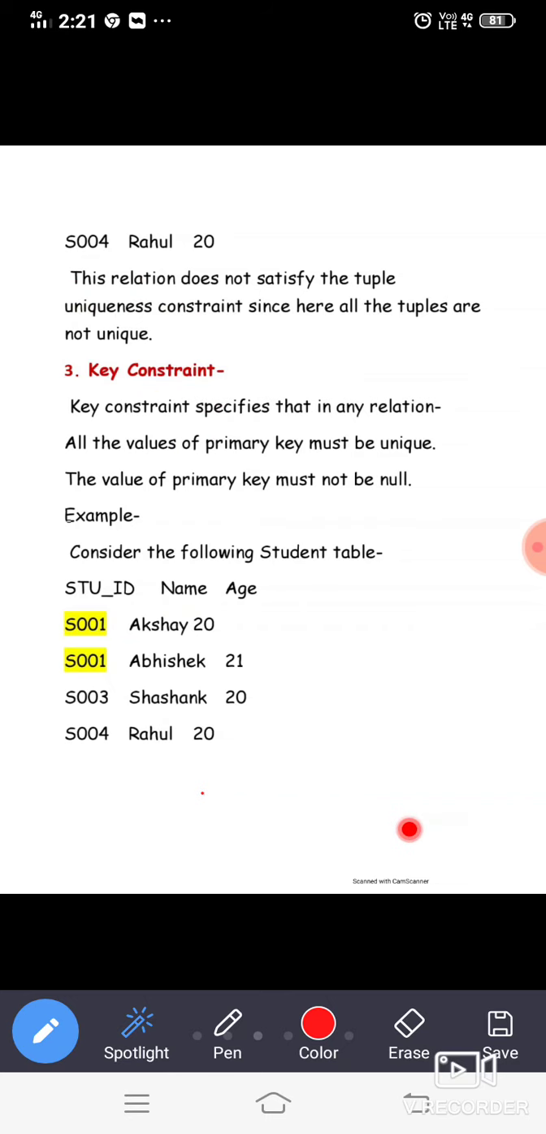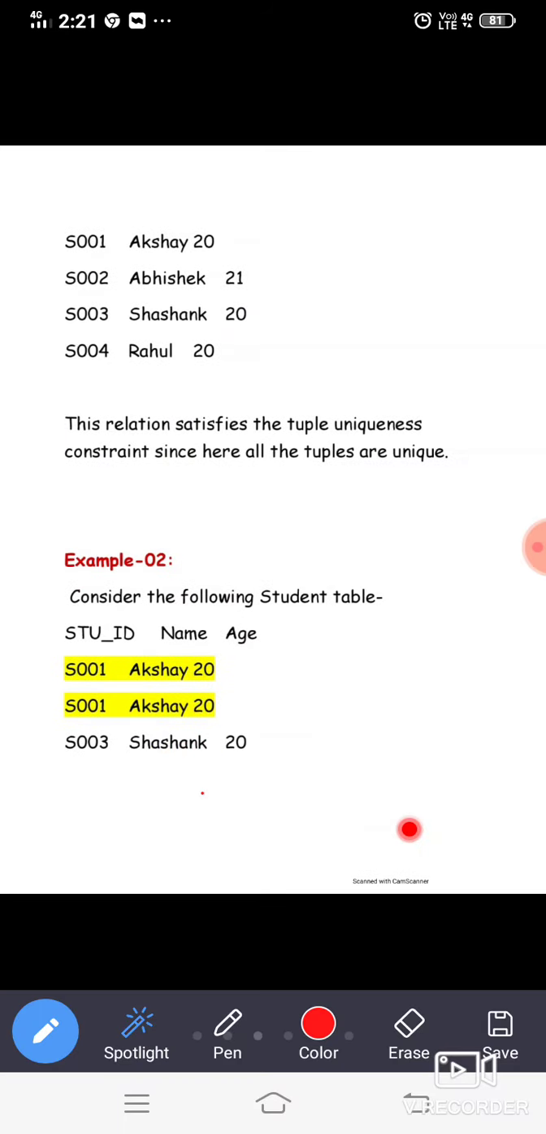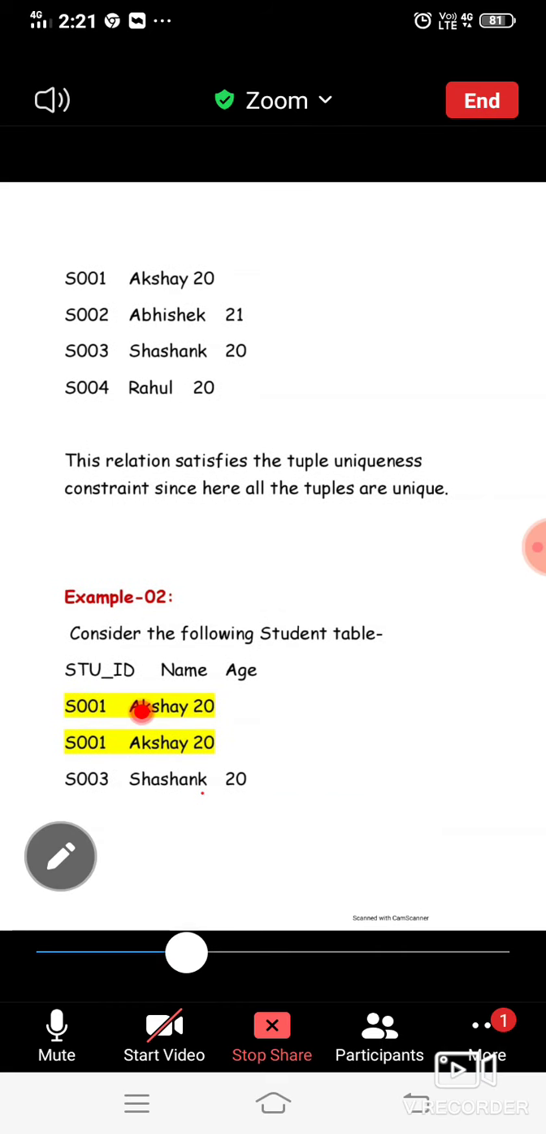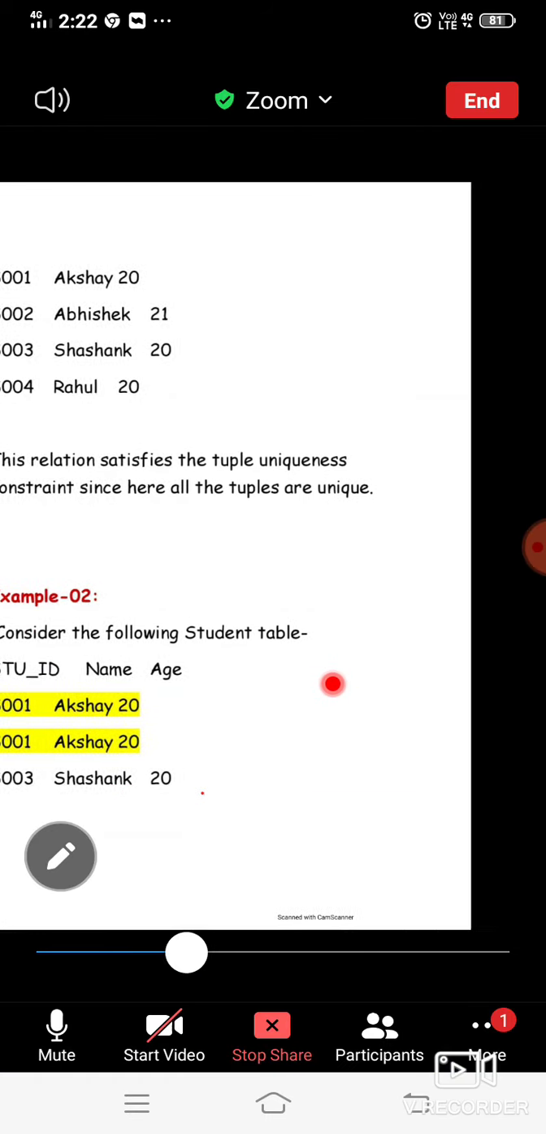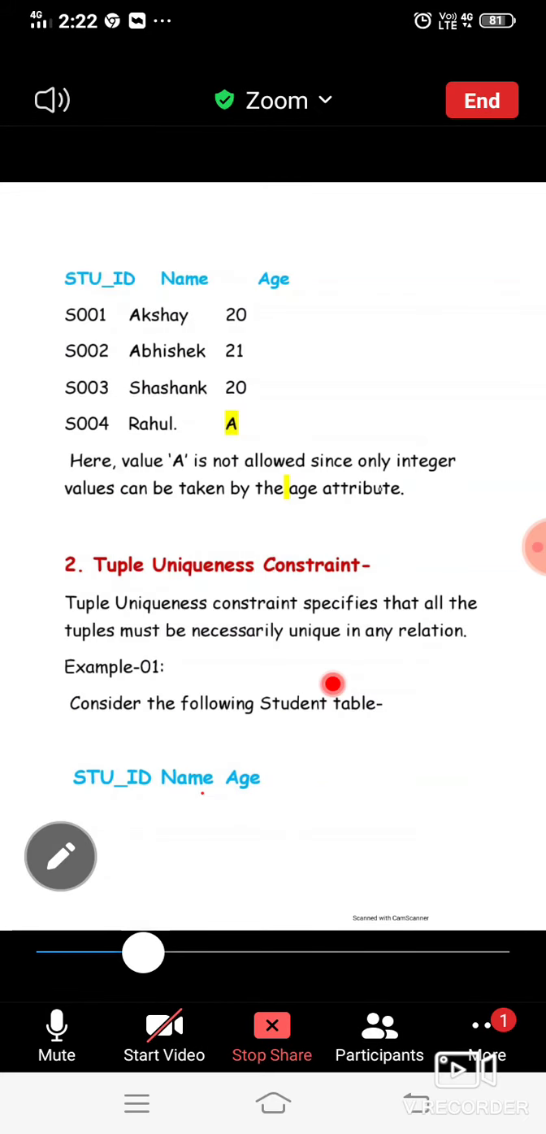Similarly, whenever we go back here, this particular table is not satisfying the what constraint? Tuple uniqueness constraint. That's why I have highlighted the total tuple, to make you understand that this is a tuple uniqueness constraint. Of course, all will look the same here. In the key constraint, we are only going to talk about this column. Here we are going to talk about all the rows. That's why it is called a tuple uniqueness constraint.